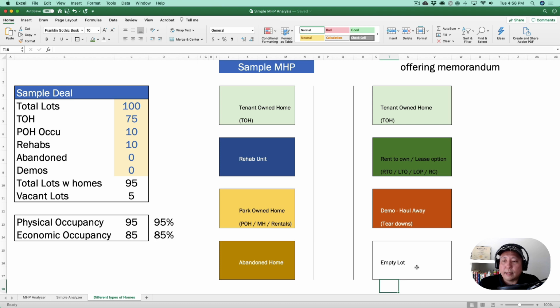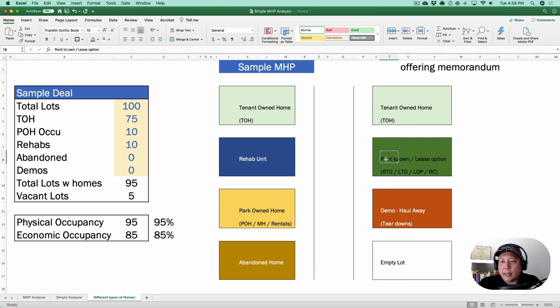Or these empty lots, they may require some prep work. So that might include pouring a foundation. That might include upgrading electricals. That might include all sorts of things in order to get the lot ready. Maybe you just have to haul garbage off the lot in order to actually bring in a home. So these empty lots represent potential economic opportunity for you if you can fill them up.